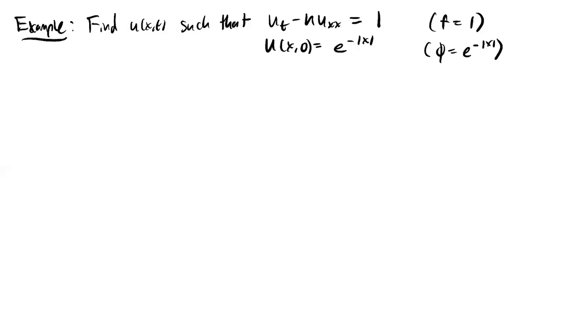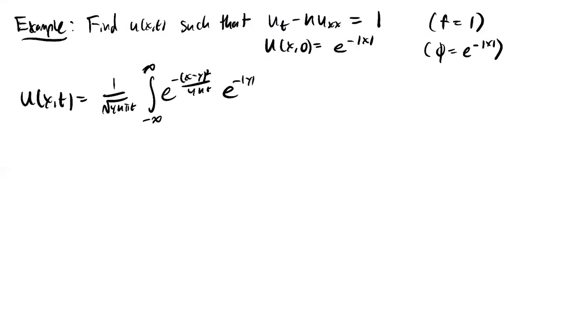Right, well, we just have to use our formula now. So u of x, t, well, we have the homogeneous solution, which is pretending that the 1 is actually a 0. And so that's the integral 1 over square root 4k pi t, integral minus infinity to infinity, e to the minus (x minus y) squared over 4k t, applied to phi. So e to the minus absolute value of y dy.